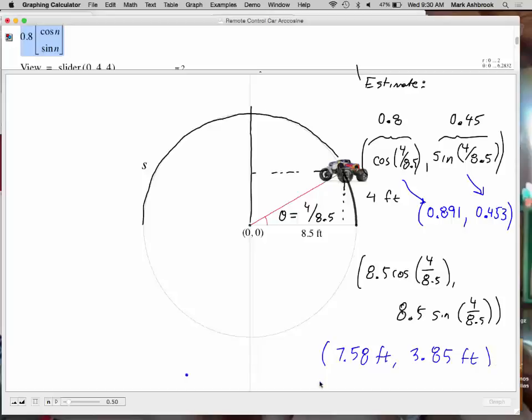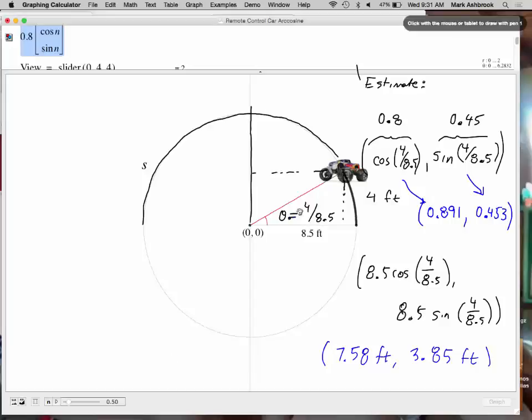Does that make sense? Okay. Can I erase? So two ways to express those coordinates. In fraction of the radius, that's your cosine and sine, and in feet, that would be your radius times cosine and sine, which will give you feet. So both of those are valid ways to express the coordinates.